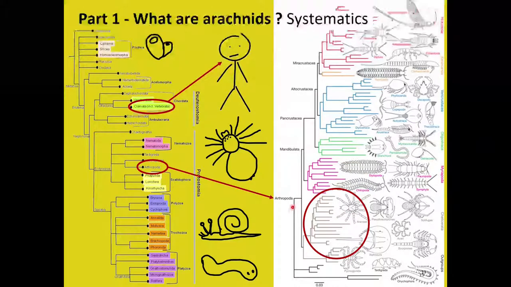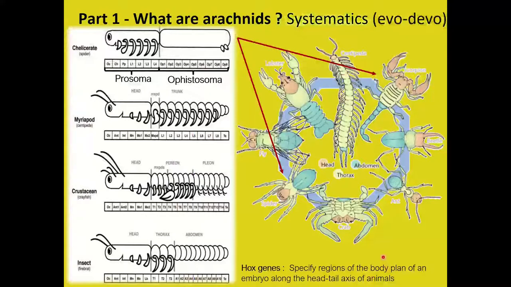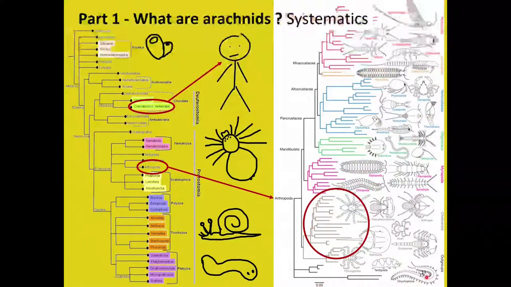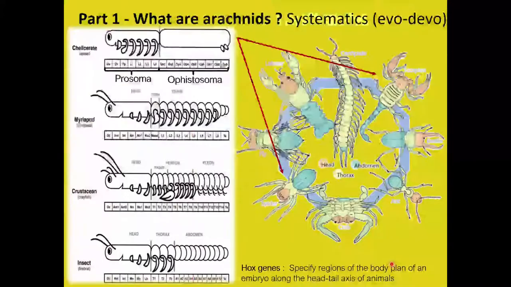And the arachnids are only a tiny part of them, with the other arthropods being insects, crustaceans, which are very diverse also, and myriapods. Plus the other groups like the velvet worm and tardigrades, which we all love. I mean, who doesn't love a tardigrade?